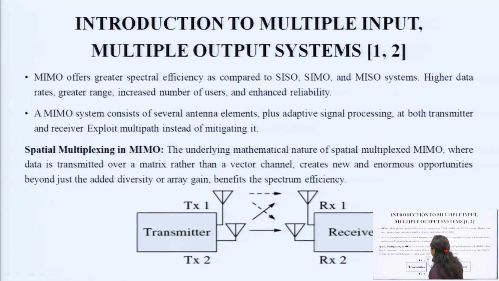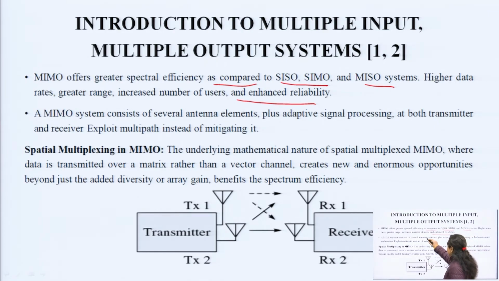MIMO offers greater spectral efficiency as compared to SISO, single input single output, single input multiple output and multiple input single output systems. Higher data rates, greater range, increased number of users and enhanced reliability. So, these are some of the advantages of using the multiple input multiple output system. Since we have used multiple transmitters and multiple receivers, it will definitely cover a greater range. It will increase the number of users which can use a single common channel. Also, its reliability will be increased.